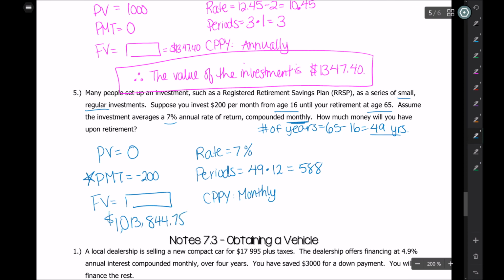You literally are just putting in money every month, a very small amount of money every month. And if you just wait for it, you're going to have a huge amount of money as your return. Okay, so we can say, therefore, you will have $1,013,844.75 when you retire.